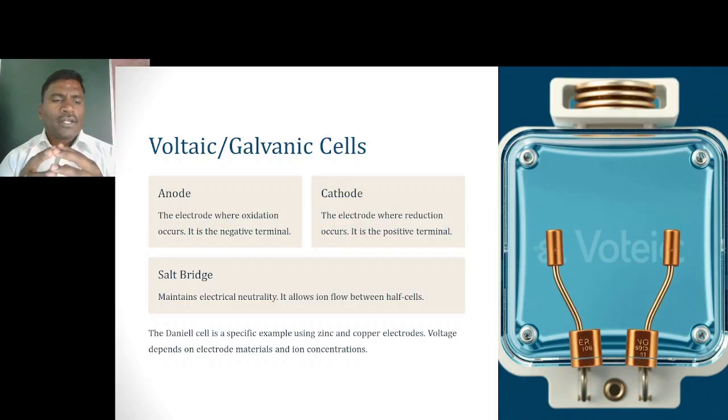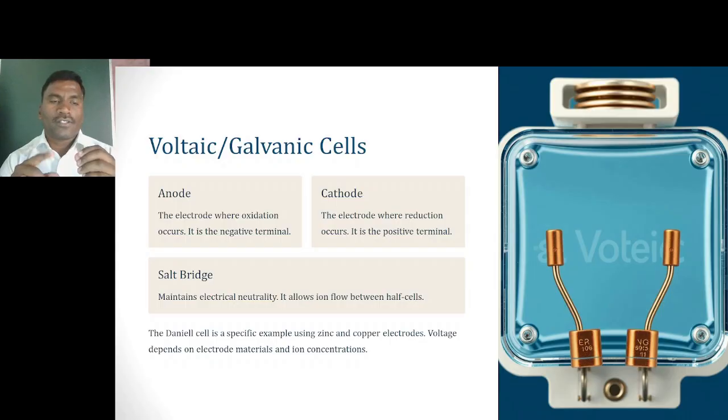Suppose a Daniell cell. What is a Daniell cell? Consider two beakers. In one beaker, zinc sulfate solution of 1 molar concentration is there. In that, a zinc rod is dipped. It acts as an anode, meaning oxidation reaction occurs.